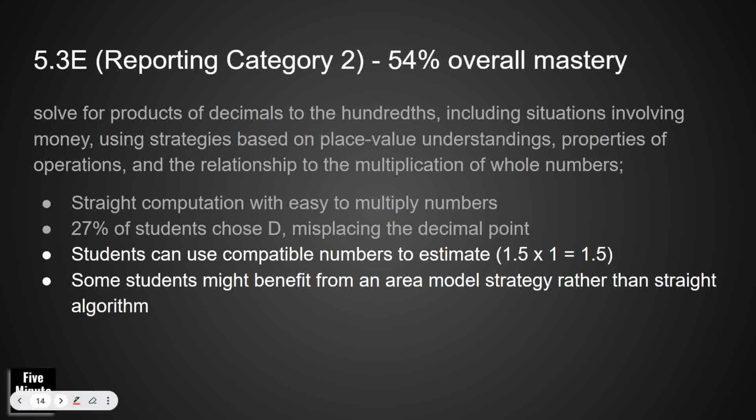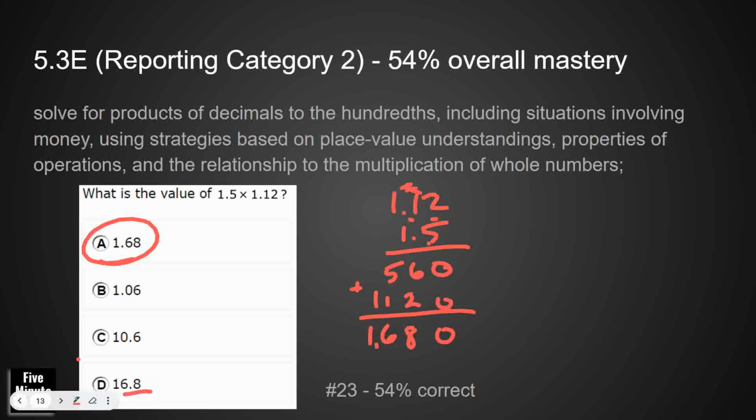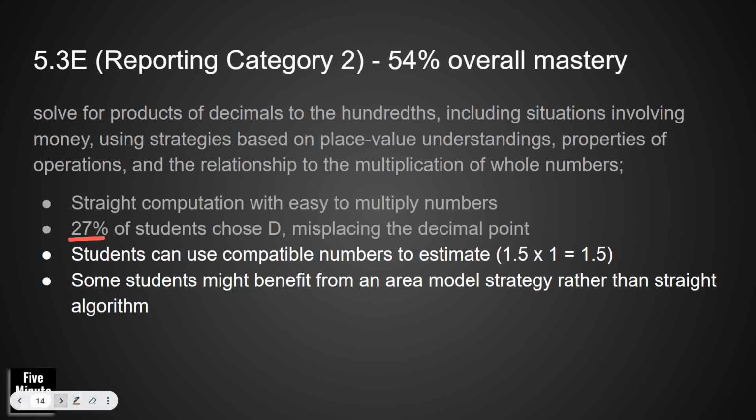And it was straight computation. 27% of our students chose D. Look at D, 16.8. Look how close that is to here. They did the multiplication correct. What they struggled with was where to place that decimal. They put it in the wrong spot.